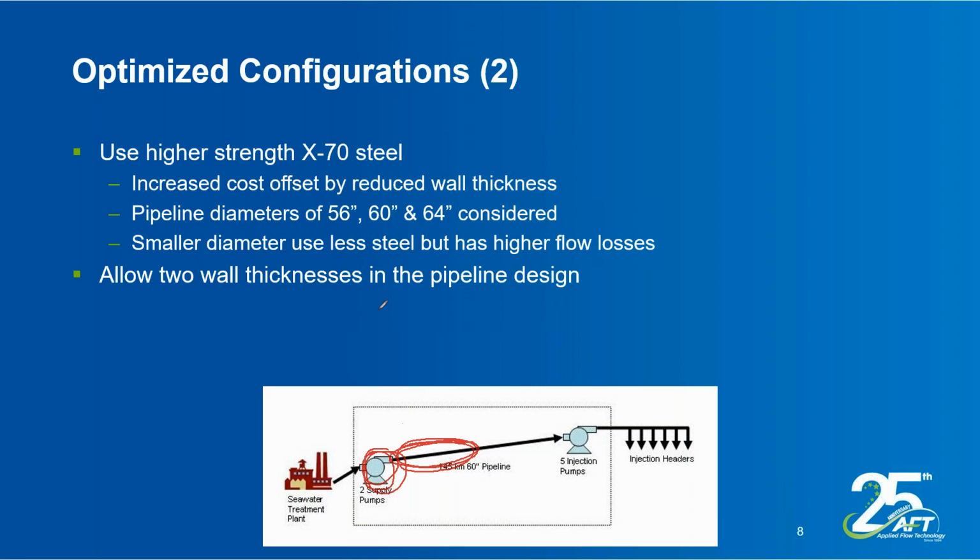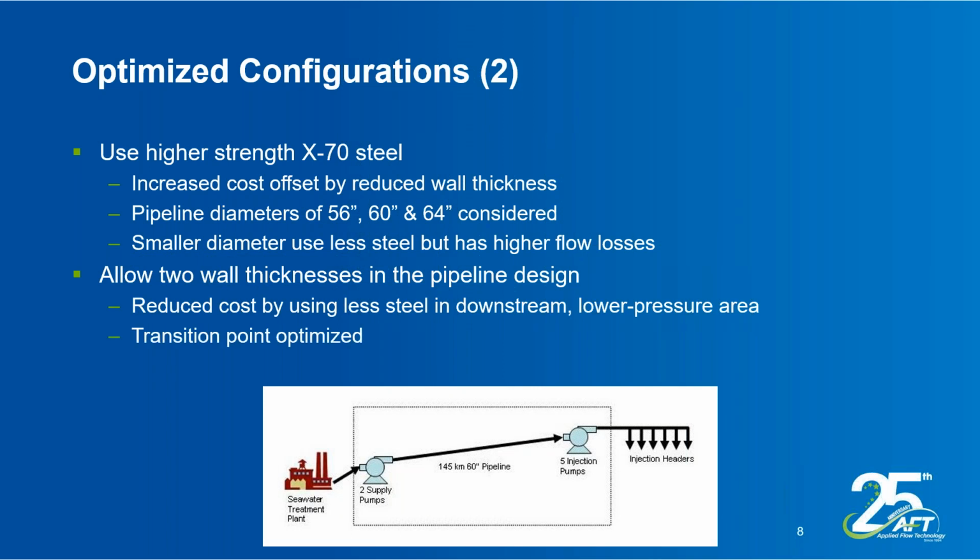Then later down the pipeline, as the pressure is dropping along the profile, the thought was to use a smaller wall thickness later downstream. That way, a smaller wall thickness would be needed because the pressures wouldn't be as high. So in addition to considering different pipeline diameters, they were also considering using 2 different wall thicknesses to help reduce the costs even further and achieve some significant savings.